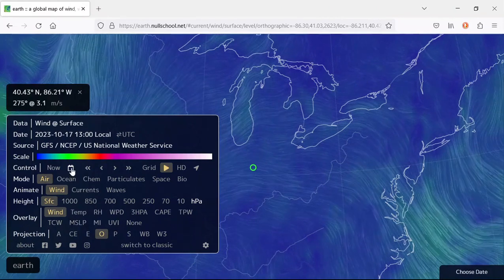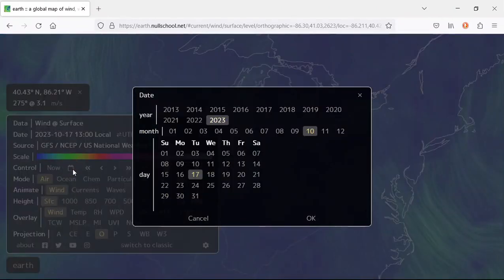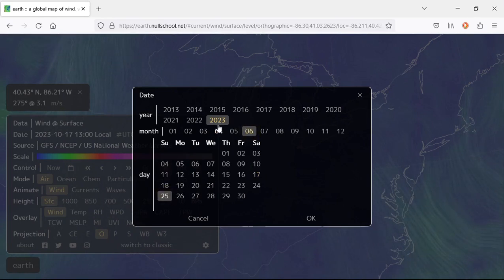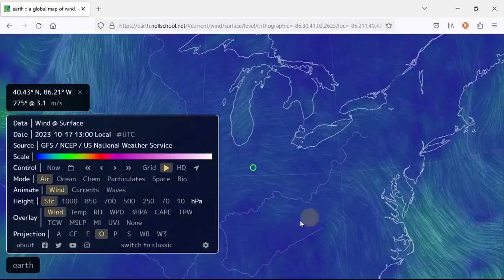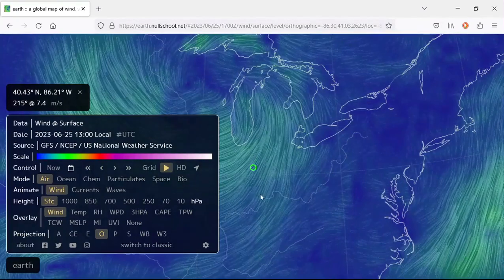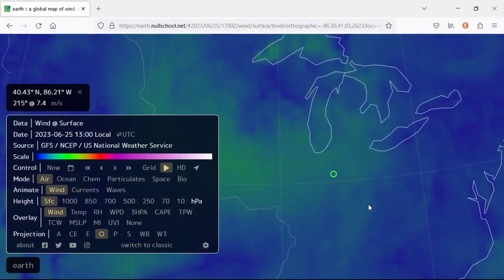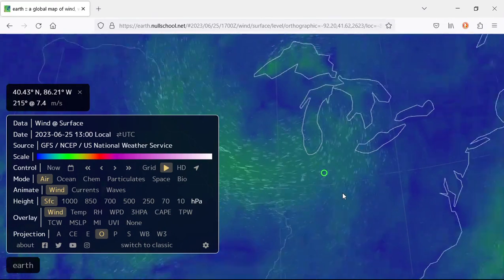Let's look at this calendar, and I'm going to use the case study that I'll be using. You can go all the way back to your particular tornado, as far back as 2013, to find the conditions for a particular day and time. So I'm going to go back to June 25th of 2023. That's when my case study, my particular tornado, occurred. And here we have the particular conditions. I'm going to zoom out a little bit.